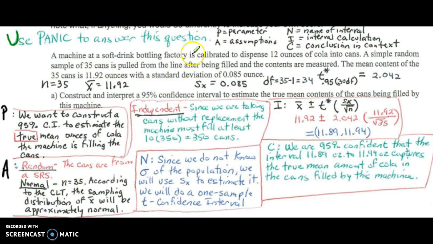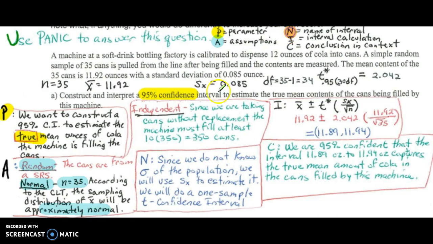In question number 3, we're asked to construct a confidence interval. So we're going to use the PANIC method so we don't miss anything. P is my parameter. I want to construct a 95% confidence interval of the true mean, and make sure you put it in context. My assumptions: A is random, and the problem states it's random. Normal: there are 35 samples here, so the central limit theorem says it will be approximately normal.